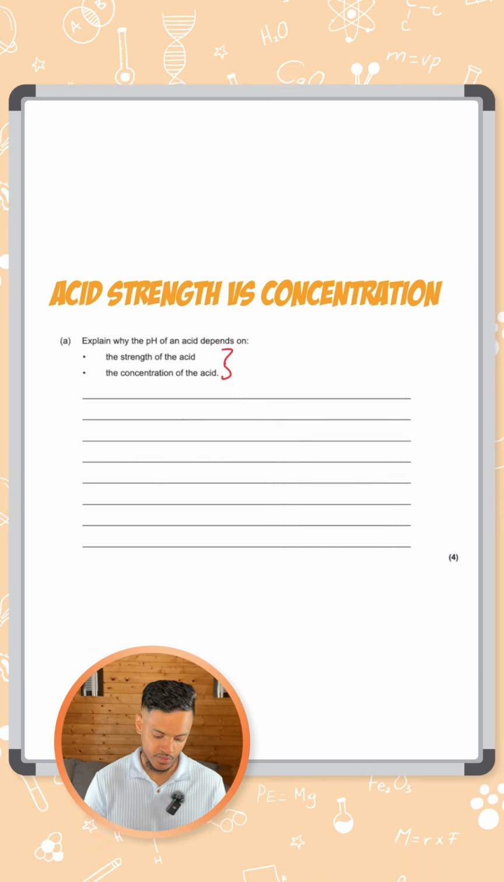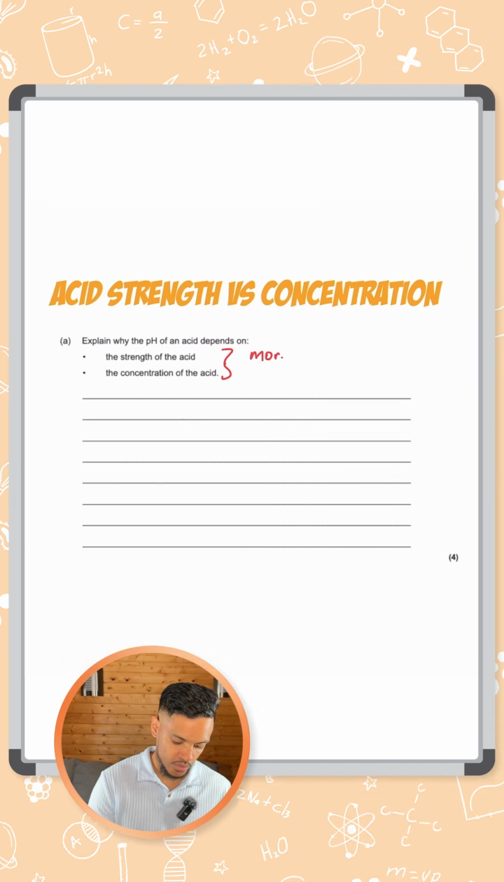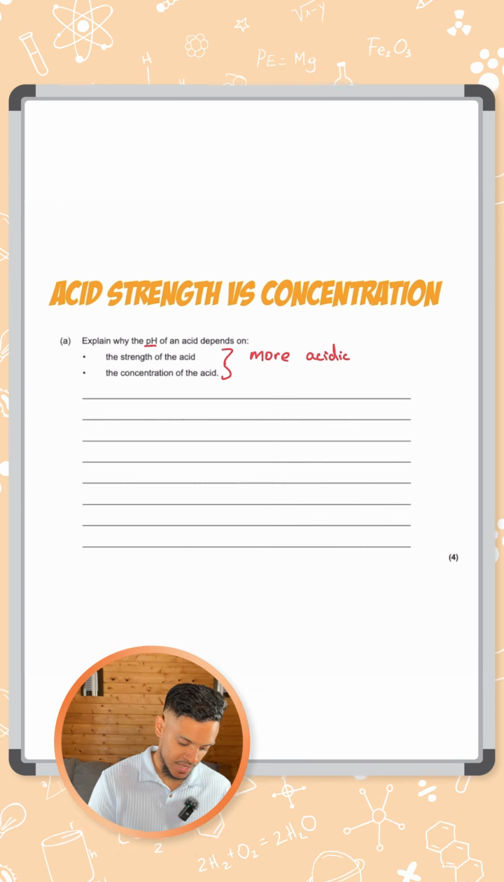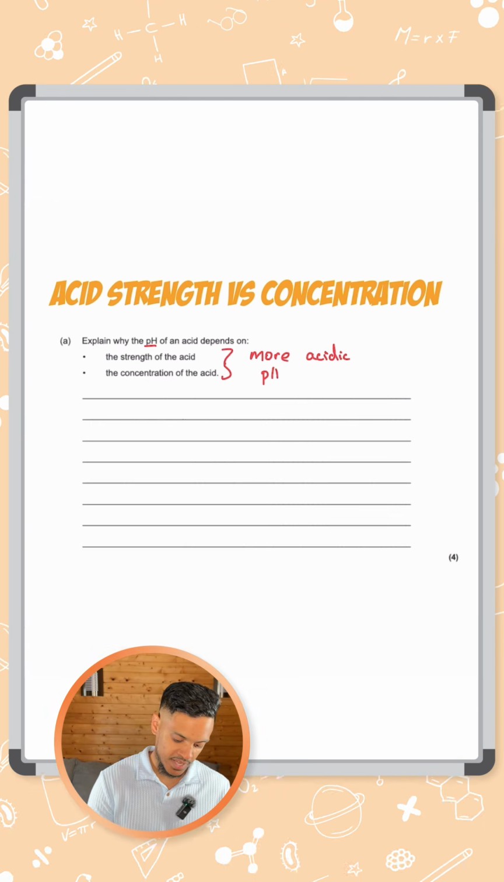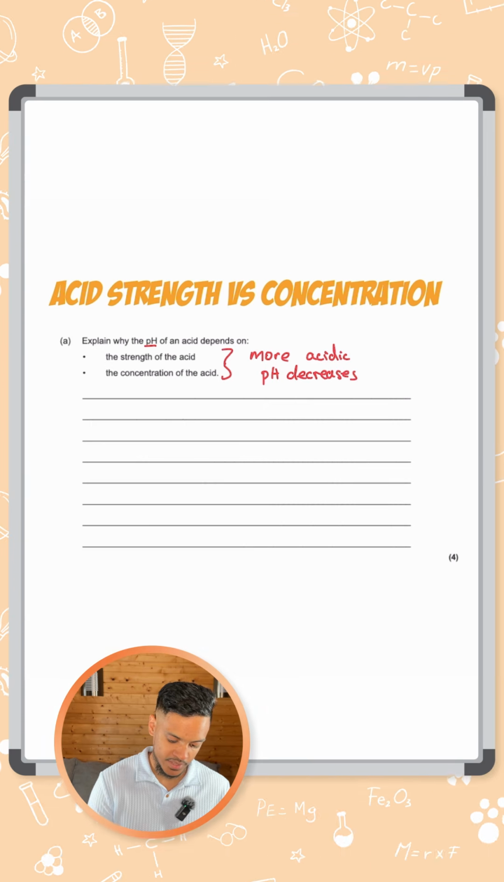So the first thing you need to notice here is if you increase either one, the solution will get more acidic. And the question is asking in terms of pH. If something gets more acidic, the pH decreases. We just need to explain why this occurs.